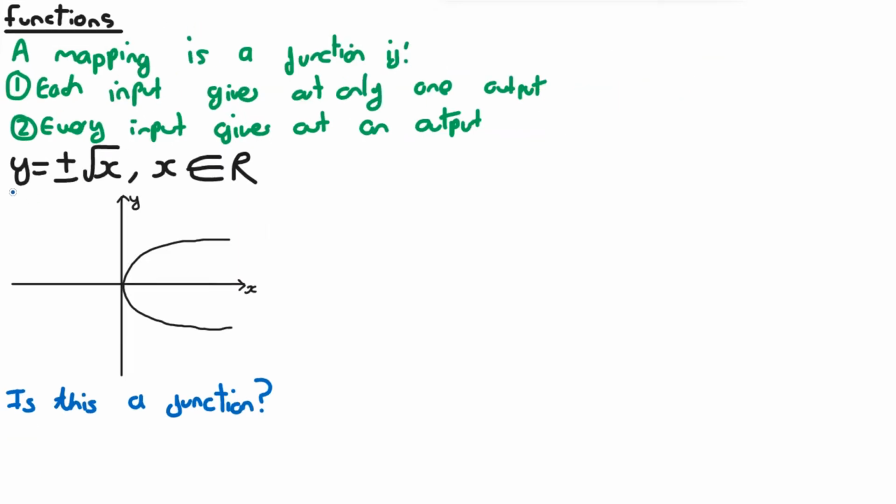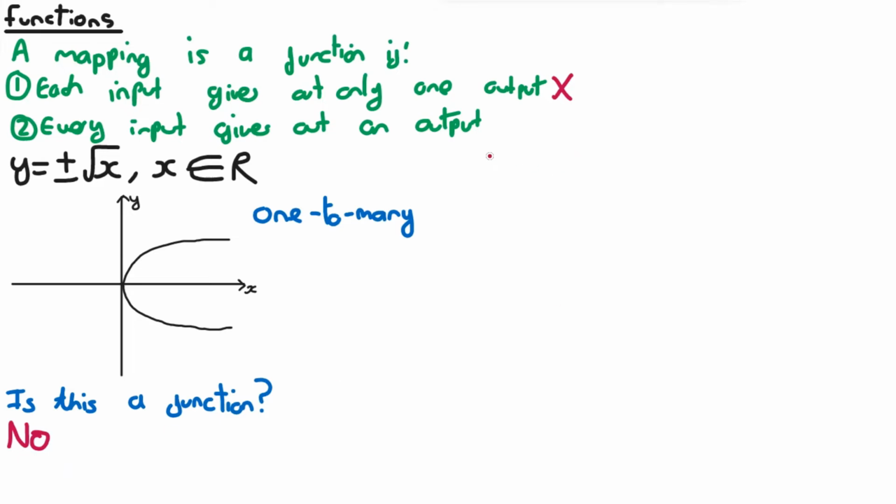So here's another equation where y is equal to plus or minus root x. And the question is, is this a function? Well, if we look at the graph, we can see that this is a one-to-many mapping, as one x value gives out multiple y values, the plus or minus square root. And therefore, as we talked about before, this breaks the first condition, as each input does not only give out one output, it gives out two. So therefore, this is not a function.